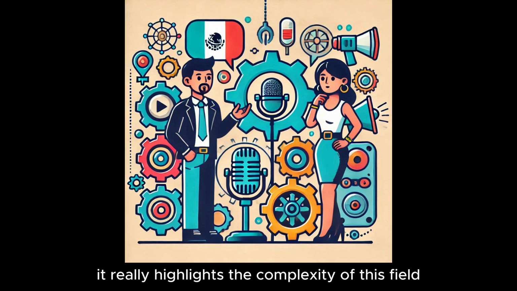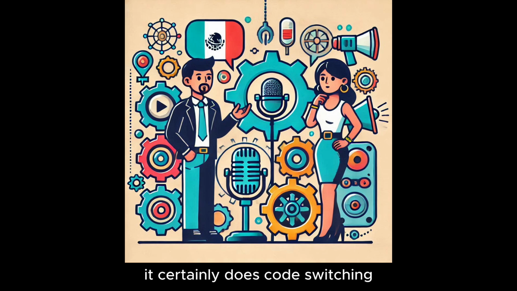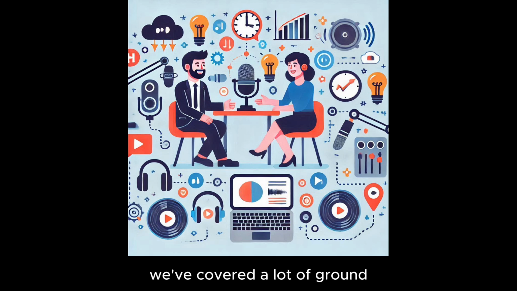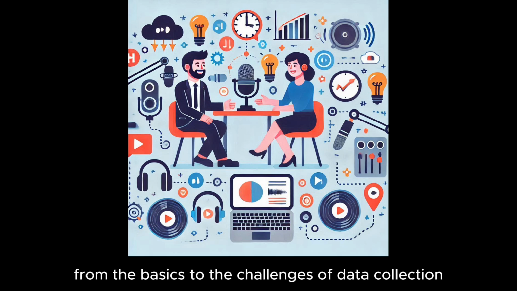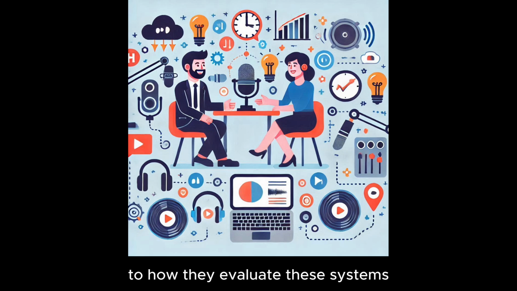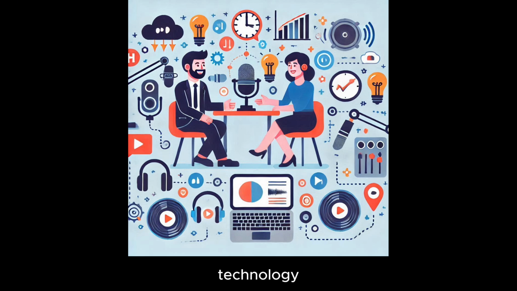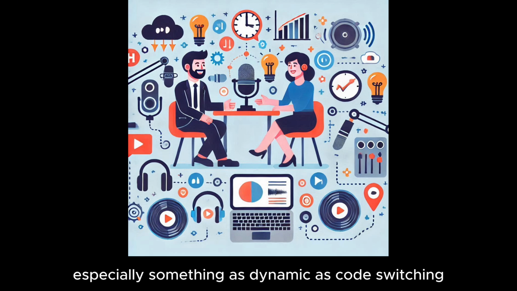That's fascinating. It really highlights the complexity of this field. It certainly does. Code switching ASR is about more than just words. It's about understanding the nuances, the rhythm, the blending of languages that makes human communication so unique. That's a great way to put it. We've only just scratched the surface. Well, I'm definitely ready to dig deeper into this world of code switching. We've covered a lot of ground, from the basics to the challenges of data collection to how they evaluate these systems. This has been super informative. I agree. It's always exciting to explore the cutting edge of language technology, especially something as dynamic as code switching.